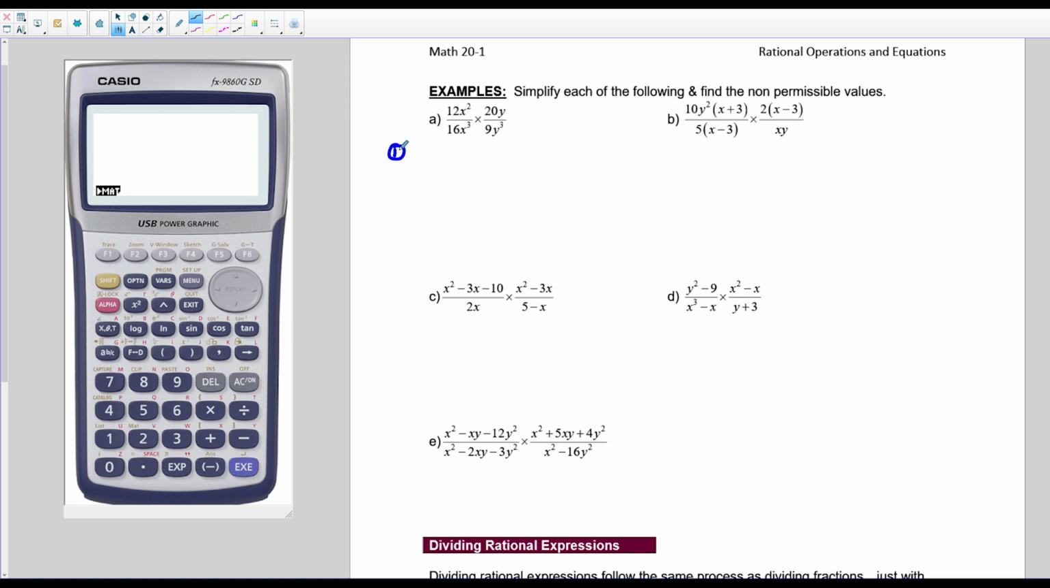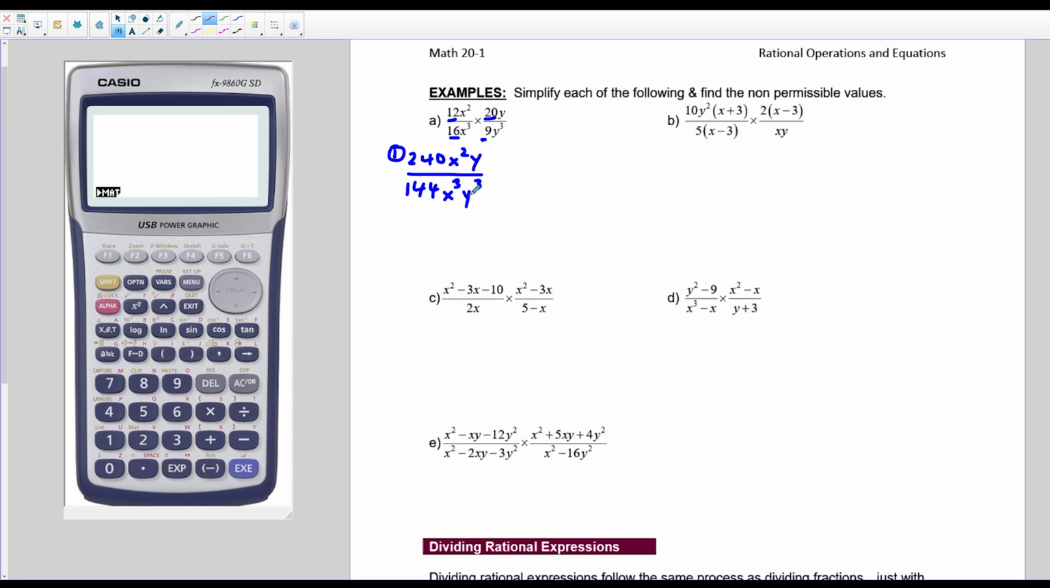Do this in blue. So for the first one, let's go ahead and multiply our tops together. 12 times 20 gives us 240. I have x squared and y up top. Now on the bottom, I've got 16 times 9, which gives you 144. Then on the bottom, I have x cubed, y cubed.